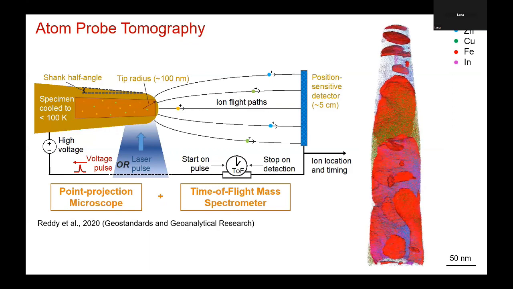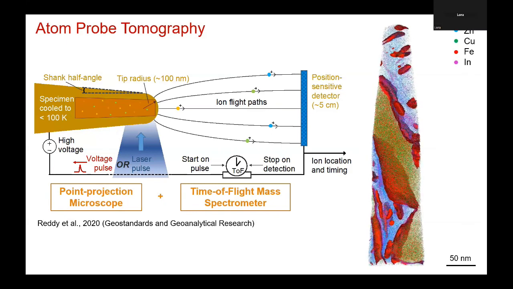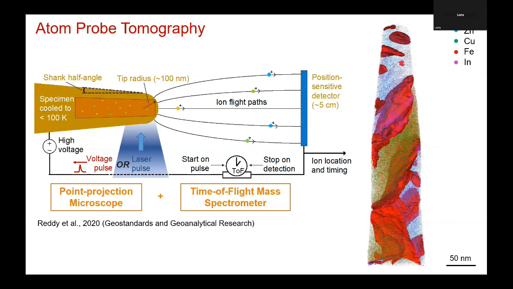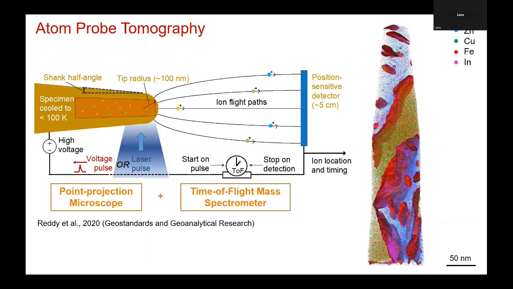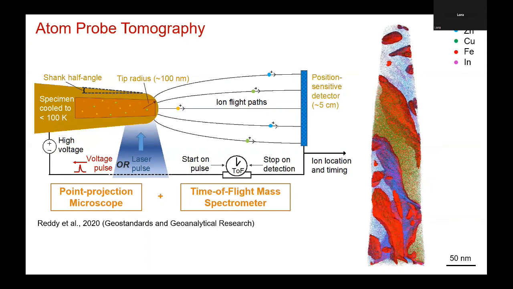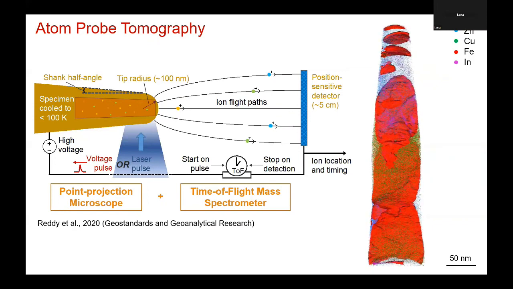We have copper enrichments along some sort of planar features. We have some iron exsolutions. And in there, we have some indium, which is also segregated in these planar features. So we're able to resolve that sort of complexity in our materials by looking at them at the nanoscale.